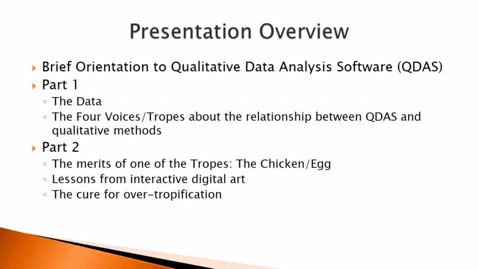And while we've done a little bit of theorizing around this, about the mutual influence between methods and software, I've found some really interesting implications in the way people have analyzed interactive digital art. So I'm going to pivot to look at some of those to get your head thinking about new ways of looking at how people and software interact. And then I'm going to end with a cure for what I'm calling over-tropification, because by the time I'm done, you might be tired of all these tropes. And they can be useful, but sometimes they can be overdone.